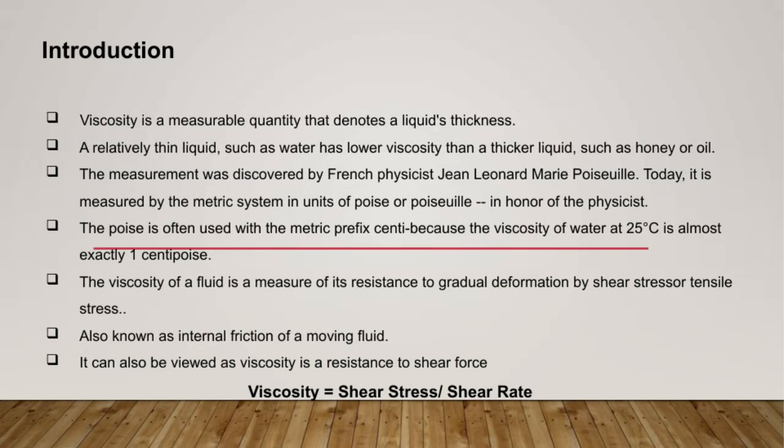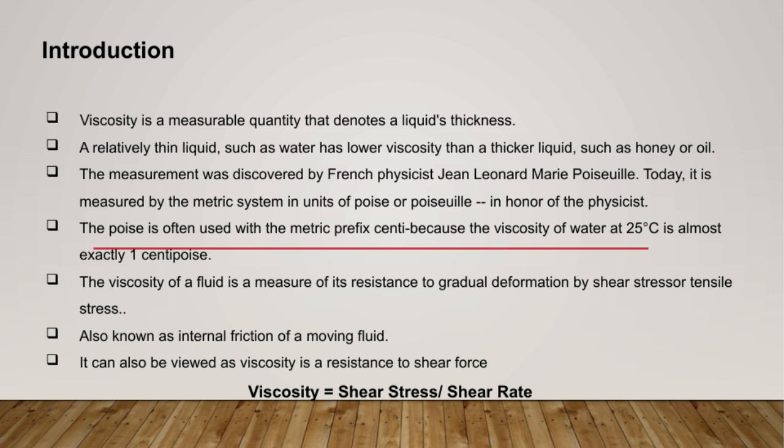Viscosity is a measurable quantity that tells us about a liquid's thickness. Think of it as how resistant a liquid is to flow. For example, water is relatively thin and flows easily, meaning it has a lower viscosity. On the other hand, substances like honey or oil are much thicker and resist flowing as much, so they have higher viscosity. This concept was first discovered by a French physicist named Jean-Leonard Marie Poiseuille.